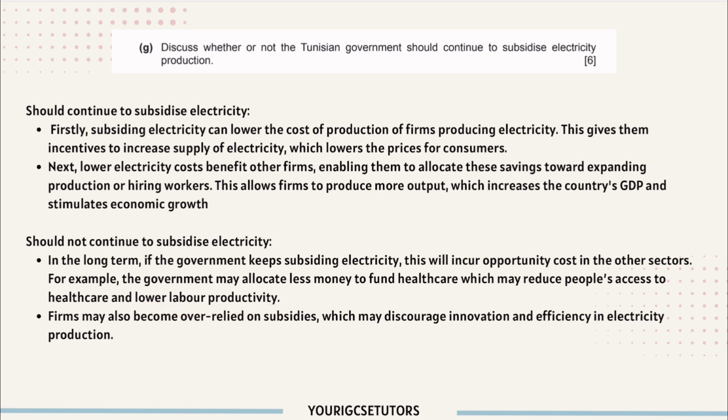Second reason is that firms may also become over-reliant on subsidies. So this discourages innovation and efficiency in electricity production.